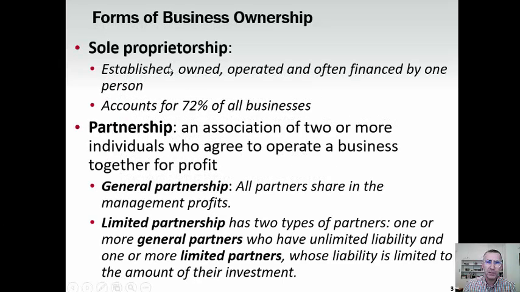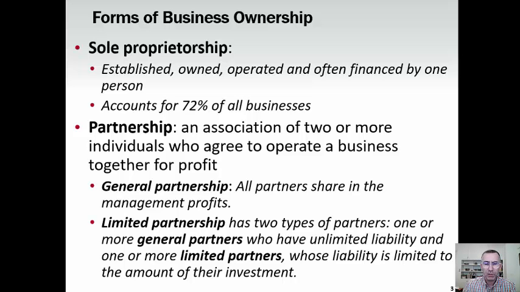The first thing that we'll learn is that the basic one is a sole proprietorship, right? So you want to start a business, you have some money, and you want to start as soon as possible. This is the fastest, easiest way to do it. It's a sole proprietorship. It is established, owned, operated, and often financed by one person, and it accounts for 72% of all businesses in the United States.